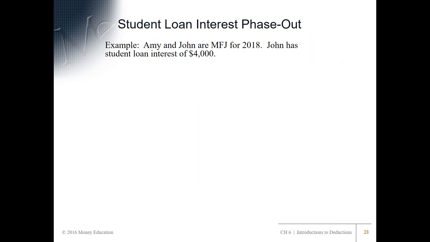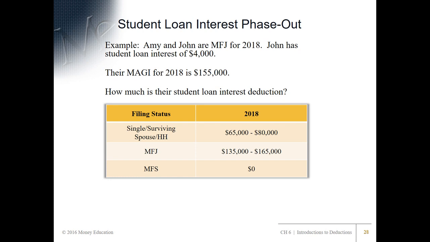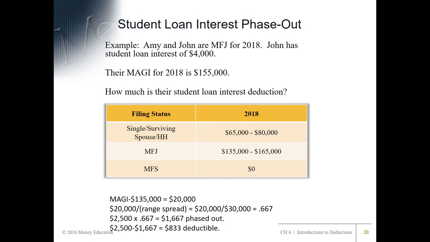So here we've got Amy and John. They are married filing joint for 2018. John has student loan interest of $4,000. The MAGI for 2018 is $155,000. How much is their student loan interest deduction? Okay, so they are married filing joint. You can see that it phases out between 135 and 165 of AGI.